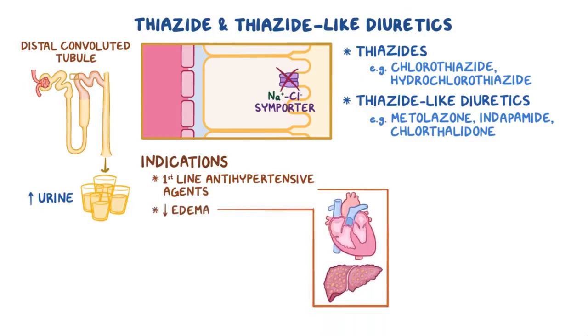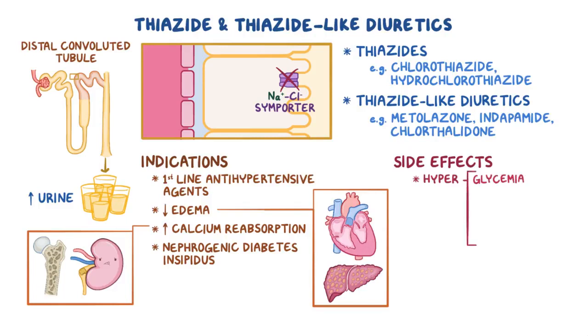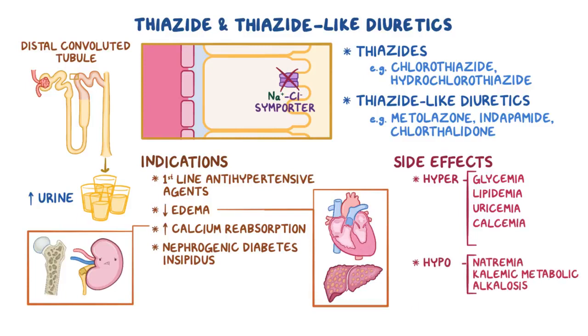They're mostly used as first-line antihypertensive agents, but can also be administered to reduce edema in heart failure and cirrhosis. They also increase calcium reabsorption, so they're used to prevent calcium kidney stones and osteoporosis. Finally, they can correct the imbalances in nephrogenic diabetes insipidus. Common side effects include hyperglycemia, hyperlipidemia, hyperuricemia, hypercalcemia, hyponatremia, hypokalemic metabolic alkalosis, and sulfa allergies.